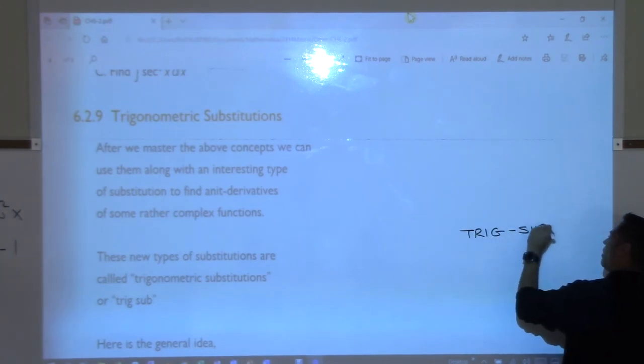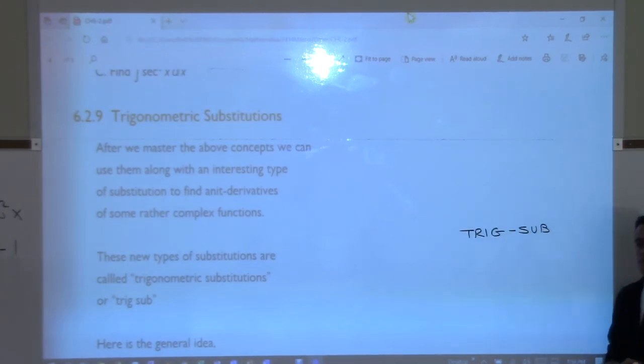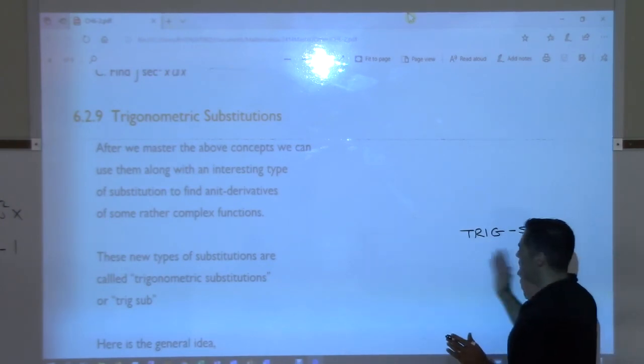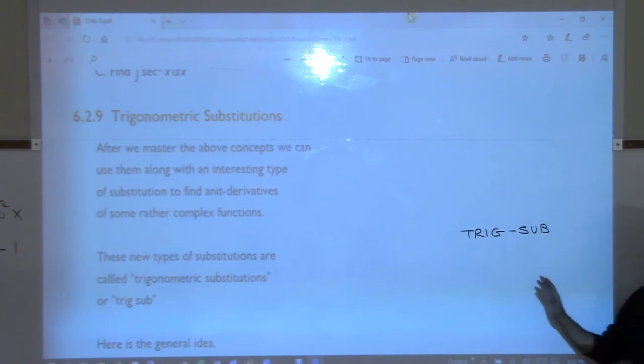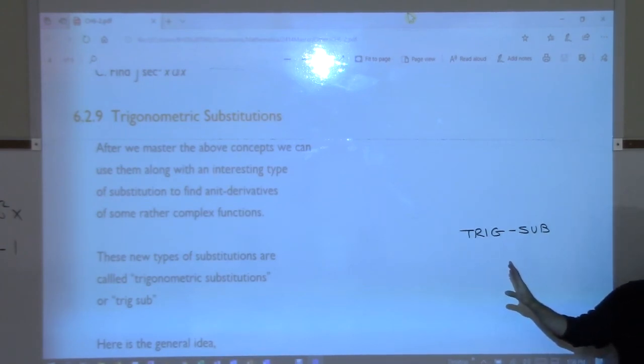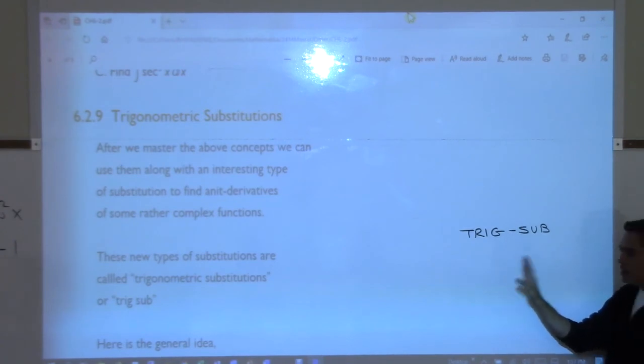You go to the tutoring lab, you're like, I need help with trig sub. The tutor should know what you're talking about if they've taken Cal 2, all right? Trig sub, not U sub, trig sub, right? So this is a very strange thing that we're about to do. It's very strange, but it's very powerful.